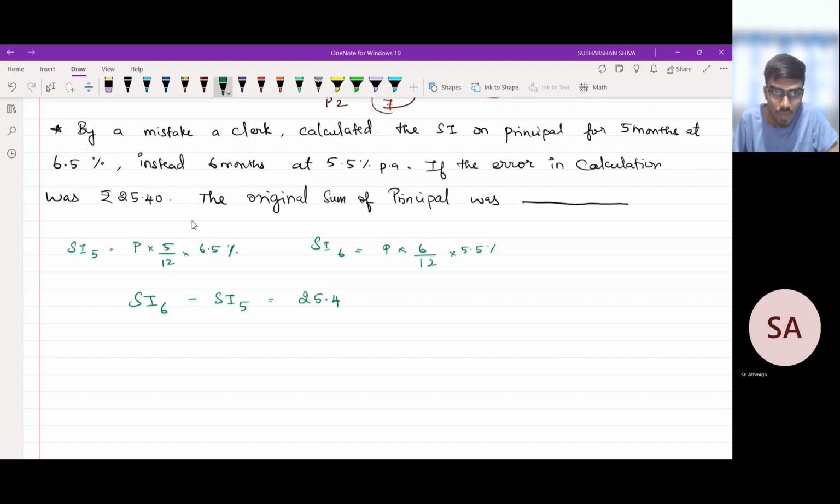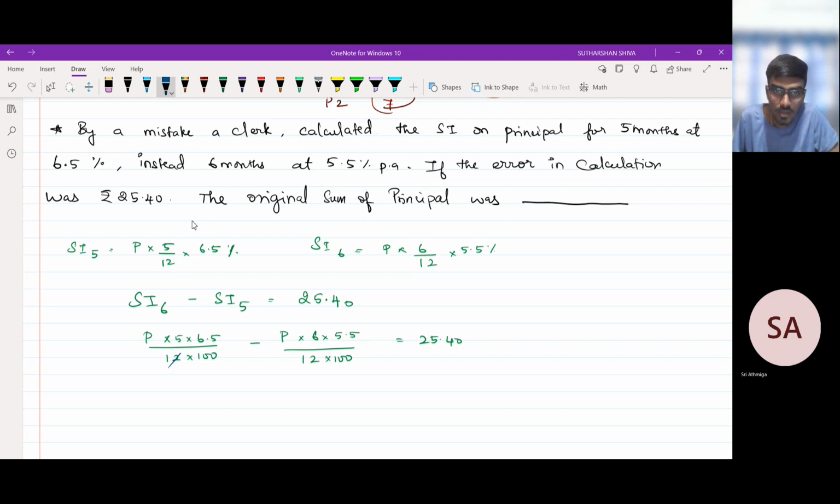25.440 paise. So what I'm doing, I'm just substituting this P into 5 into 6.5 divided by 12 into 100. The percentage I'm converting. Minus principal into 6 into 5.5 divided by 12 into 100 I am doing. So it equals to 25.40 paise.